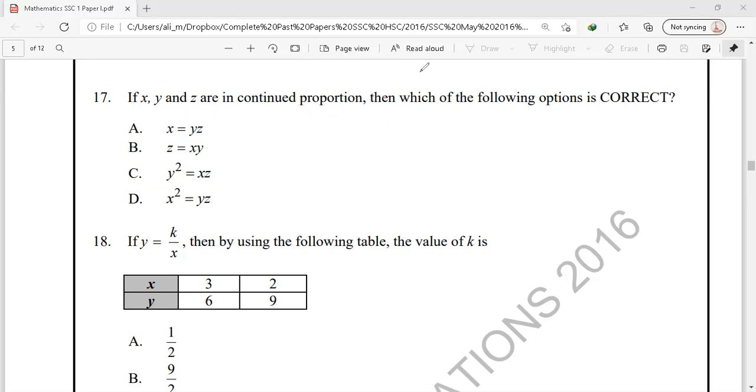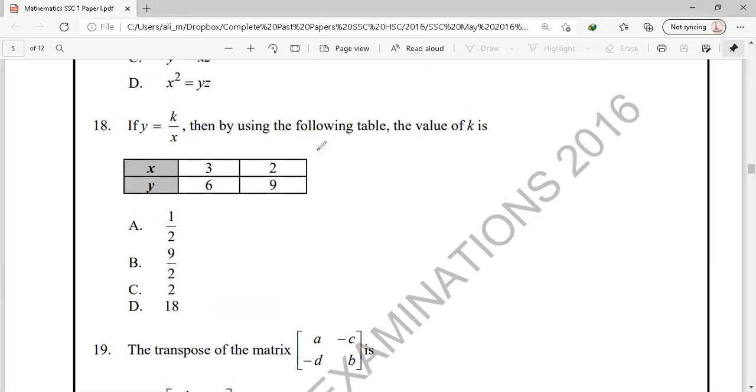Let's come to question number 18. In question number 18, y is equal to k over x. By using the given table, we have to find the value of k. From this expression, k equals yx, the product of y and x. We have two values of y with two values of x. The product of x and y would be 6 into 3, that is 18, and the product of x with y would also be 9 multiplied by 2, that is 18. So the correct answer is option D.